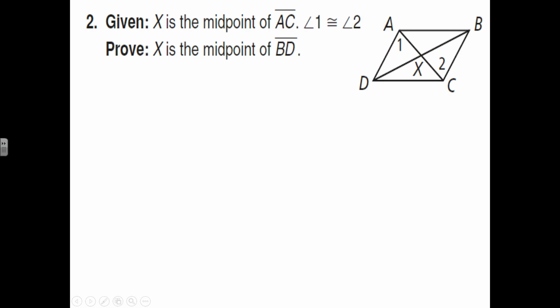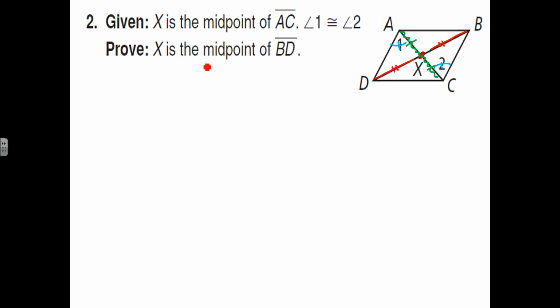Your last one here. As far as the proof is concerned, take a look. It says X is the midpoint of AC. So your first given, if it's a midpoint, we know A to X is congruent to here. And then we're told that angles 1 and 2 are congruent. We're trying to prove that X is a midpoint of ED. And the way we want to do that, it just takes 2 steps.